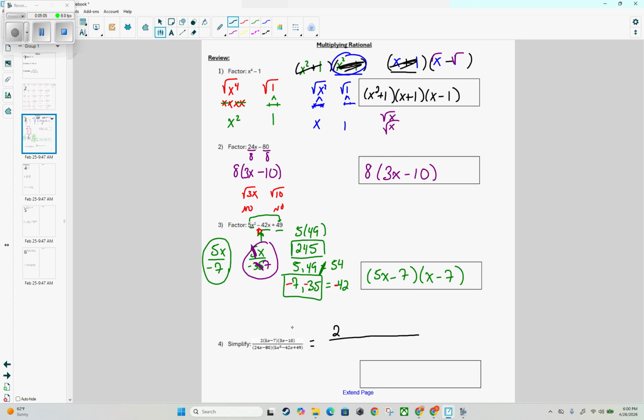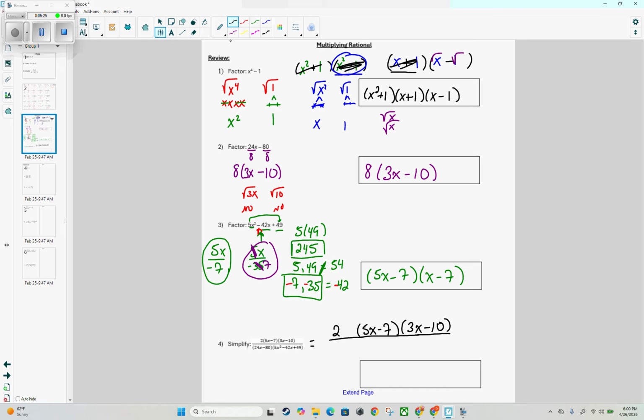So 2 comes out in front. 5x minus 7, he is a married couple. I'm going to put him in the back. Remember we talked about that. If we have married people inside parentheses, they have to be identical. And the next one is 3x minus 10. Nothing I can do with that guy, so I'll just bring him over as well. Can't factor him any further.